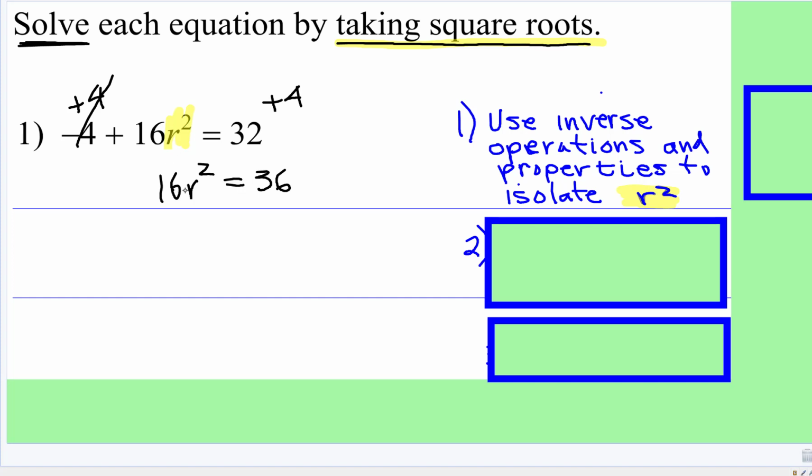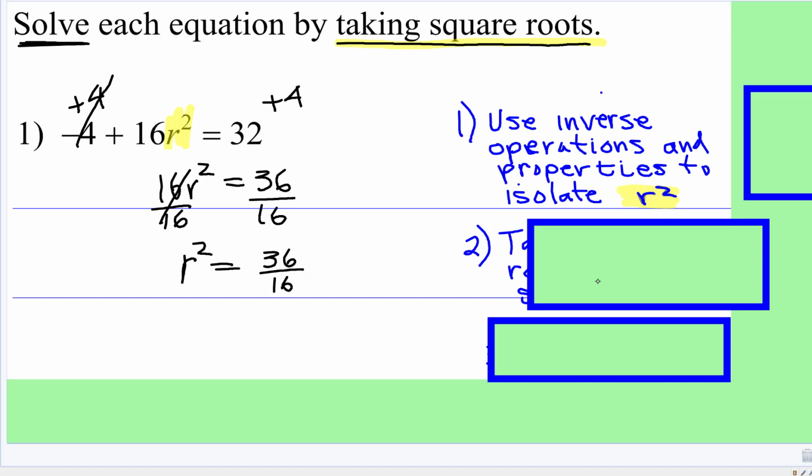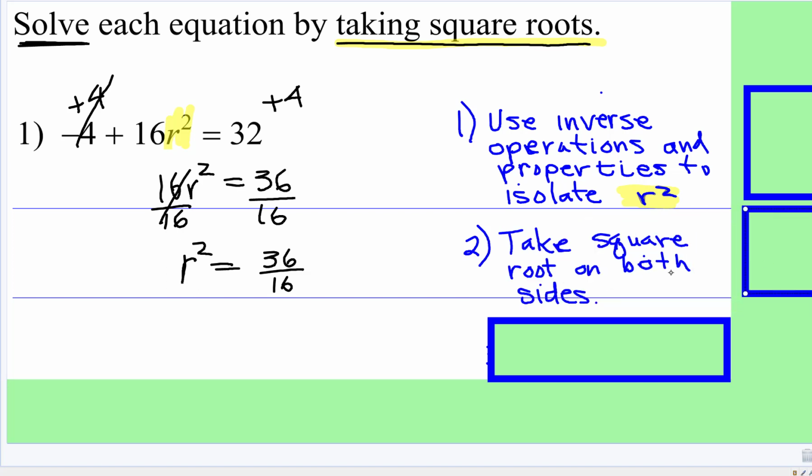All right, then the multiplicative inverse, to cancel out something being multiplied, you can either use division, which is the inverse of multiplication, or multiplicative inverse, meaning multiply by the reciprocal. Since this isn't a fraction, I'm going to go ahead and divide. And now you have r squared is equal to 36 over 16. And don't simplify it. Leave it just like that in this case, because the next step will be take the square root of both sides.